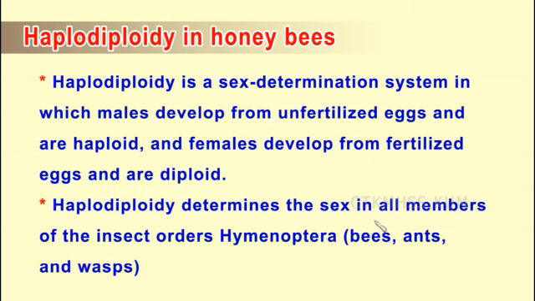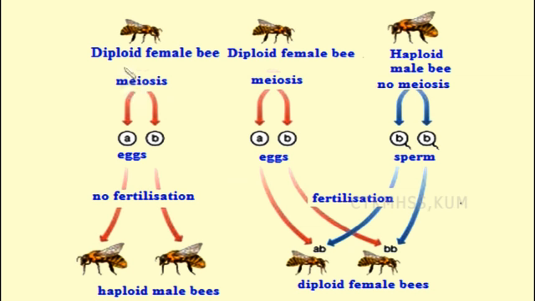That is why it is called haplodiploidy. Haplodiploidy determines the sex in all members of the insect order Hymenoptera, that is bees, ants, wasps. In all these insects we can see this haplodiploidy condition. You can see in this diagram, this is a diploid female bee. Since it is diploid, it undergoes meiosis, which is reduction division. During that, two types of eggs are formed, A and B. Since there is no fertilization, the eggs develop into haploid male bees by parthenogenesis.